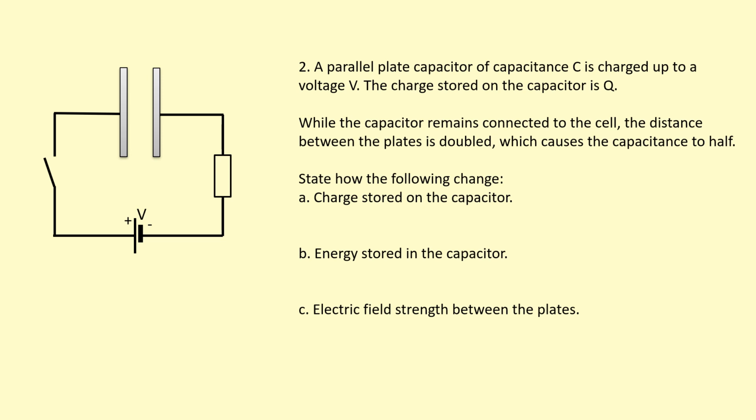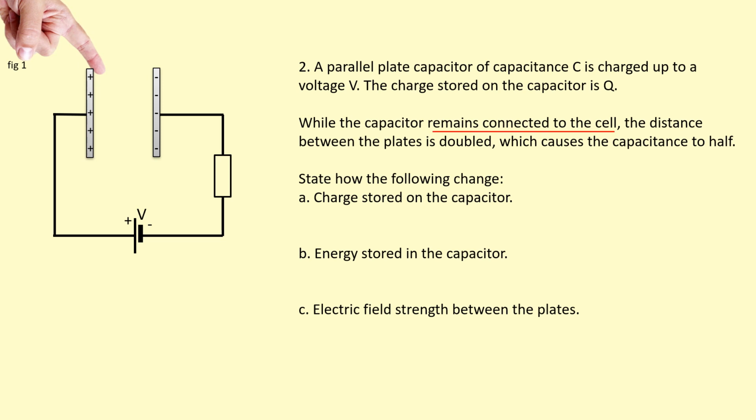Example 2, we've got the exact same setup, a parallel plate capacitor with capacitance C charged up to a voltage V, and the charge stored in the capacitor is Q, except this time, while the capacitor remains connected to the cell, the distance between the plates is doubled, which causes the capacitance to halve. So let's visualize what's going on. Close the switch there, let it charge up, and then we're going to pull the plates apart while keeping it connected to the battery, to the cell.